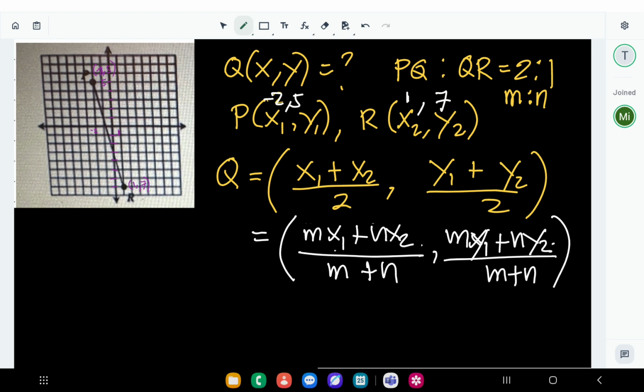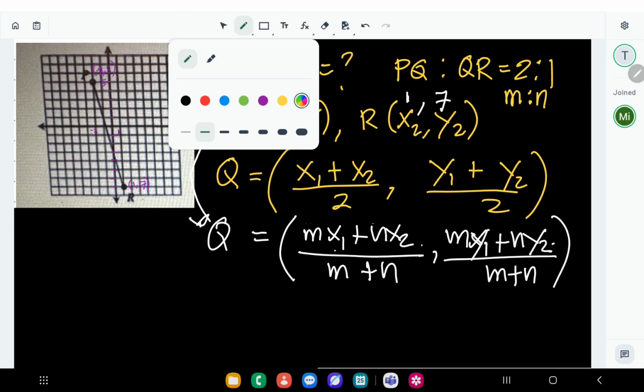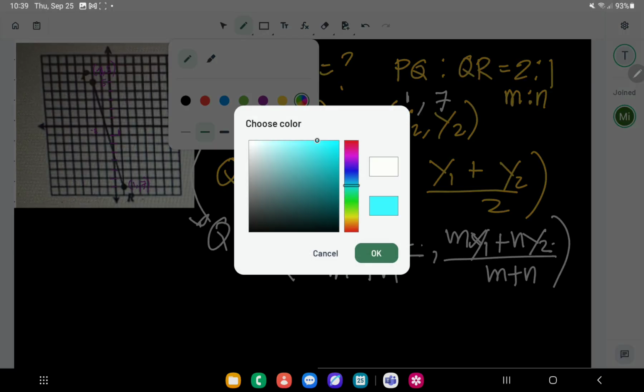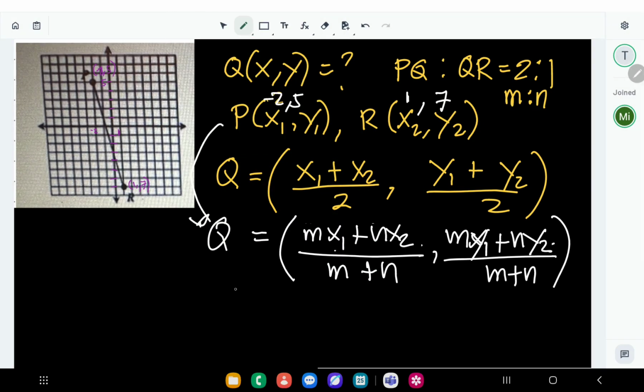Okay, we're good. So we already have points P and R and the ratio, and now we can plug in here to this formula, using the midpoint formula, but with the ratio coefficients. So we plug in here. So point Q is just M. M is 2. So that is 2 times x sub 1 is -2.